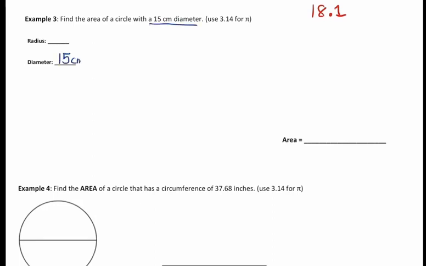So the 15 centimeter diameter, well, if the diameter is 15, what is the radius? Is the radius half the diameter, or is it double the diameter? If you have paid attention, you would know that it's going to be half. So you're going to do 15 divided by 2, which is 7.5 centimeters.